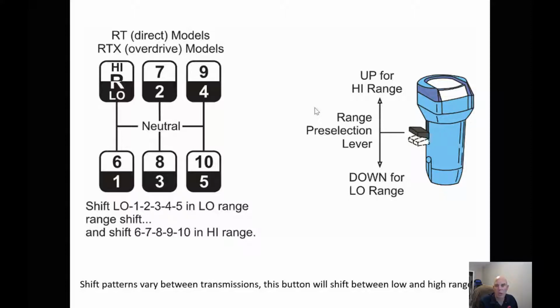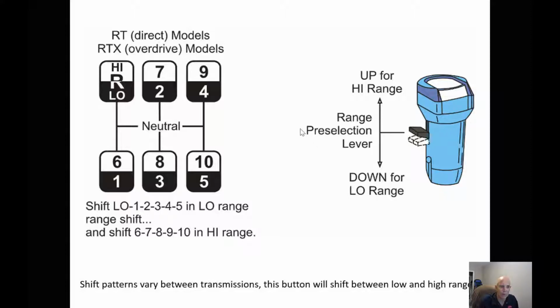So for instance, if we've got a high-low range, our shift pattern would be first, second, third, fourth, fifth. Move the lever over into our high range and then go back to where the first position was, which is now 6th, 7th, 8th, 9th, and 10th. So this is only a range. This gives us 10 forward speeds and 2 reverse speeds.